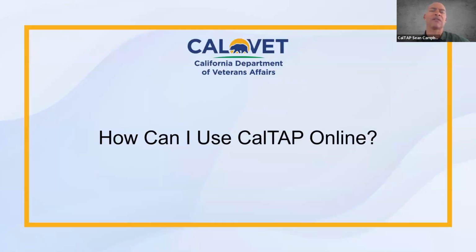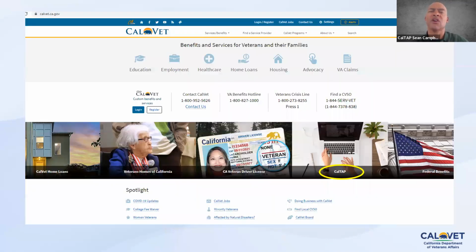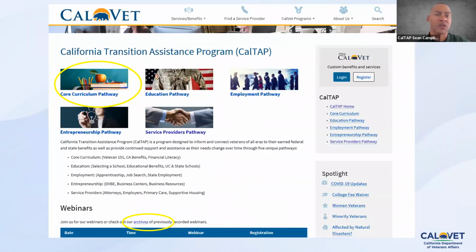So let's talk a little bit about my program, CalTAP, and how to use the online portal. This is the main landing page for calvet.ca.gov. From this main landing page, you can see on the lower right-hand side of your screen the CalTAP icon that's highlighted. You can navigate there and see the different pathways that I was talking about before. The great part about this is that it gives you 24/7 access to videos, PDFs, and a lot of documents, and really helps you navigate through all of the great stuff that's out there to inform you about the different benefits and changes.